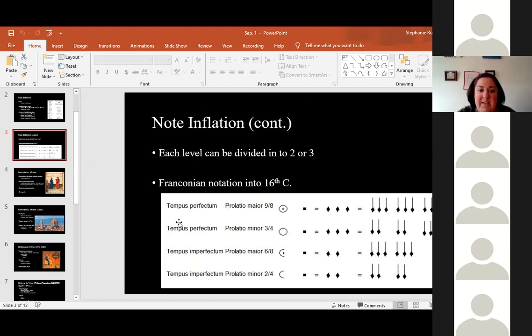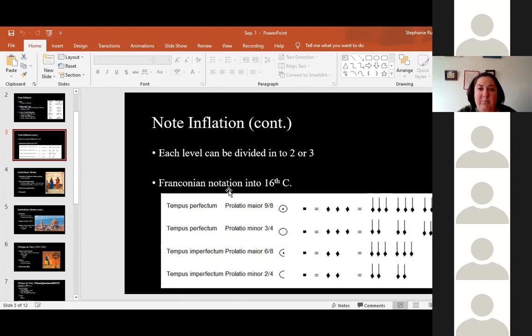Likewise, if I have 3 beats in a measure, but subdivide each beat into 2, then that would be like modern 3/4, right? If I have tempus imperfectum, that means I have 2 beats in a measure. But if I have major prolation, that means I'm subdividing each of those beats into triplets. So 2 beats divided into triplets would be like modern 6/8. Tempus imperfectum, so 2 beats per measure, minor prolation, dividing each beat into 2. That gives me modern 2/4.